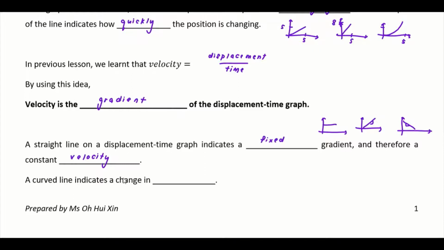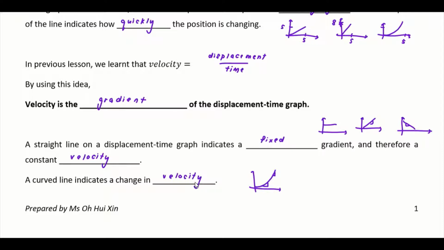If you have a curved line, for example if your graph looks like this, obviously you can see that the gradient changes, right? For example, from here compared to here, the gradient obviously changes. So a curved line indicates that the gradient changes, meaning that the velocity is changing.